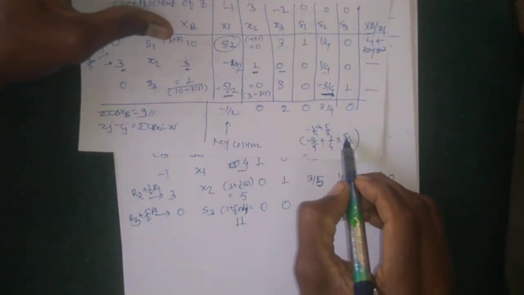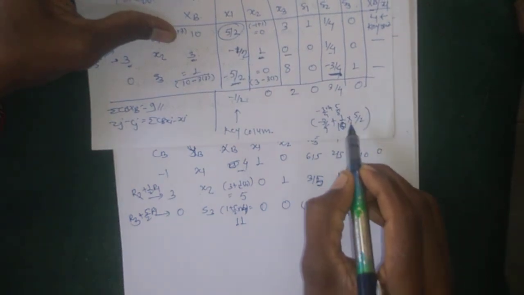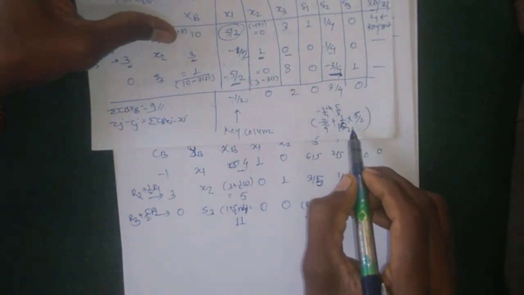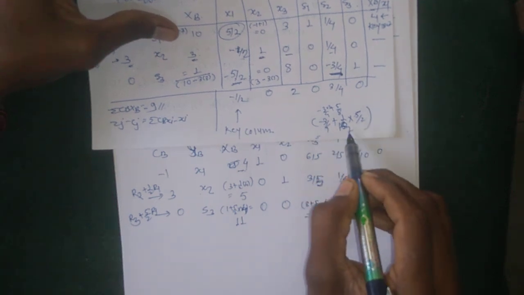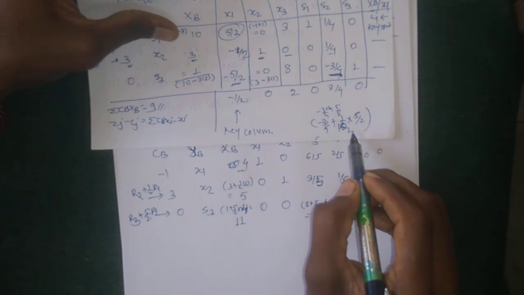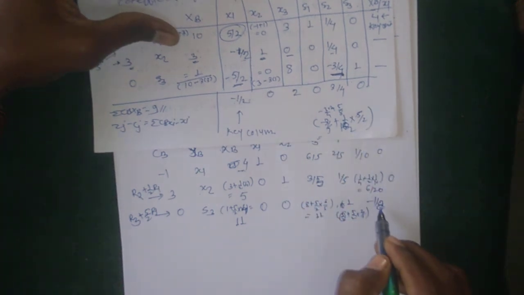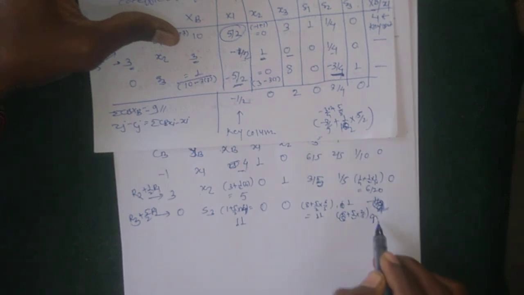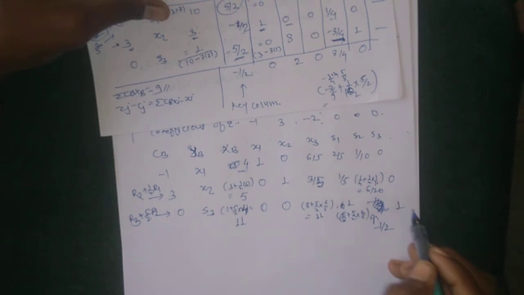Here 1 by 10, we get minus 3 by 4 plus 1 by 4, minus 2 by 4, minus 1 by 2. Here in the S2 column, minus 1 by 2, and lastly it is 1 as it is.